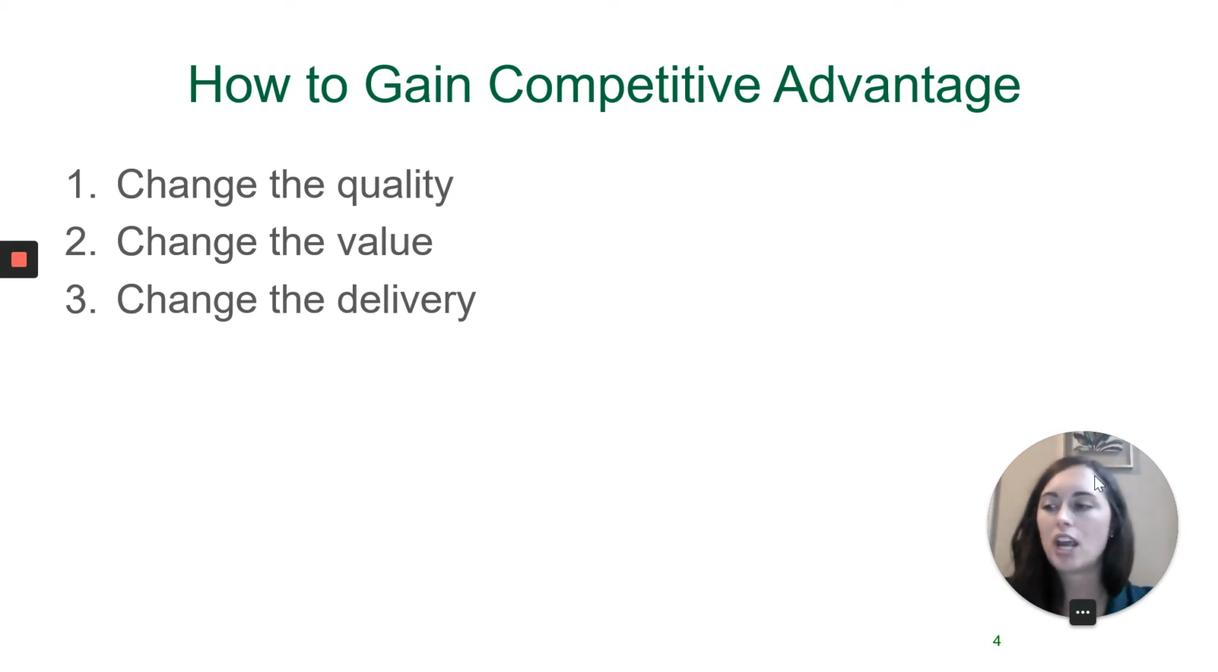Third would be to change the delivery. So this could be focusing on a consistent priority. For example, if the product is economical, then greater effort must be taken to keep its costs low. So this is an element that has to be a focus of business.